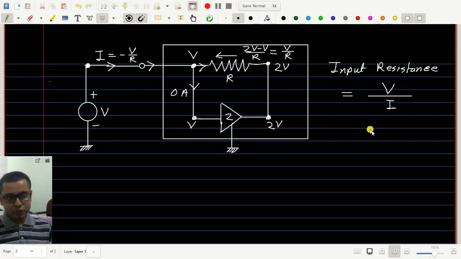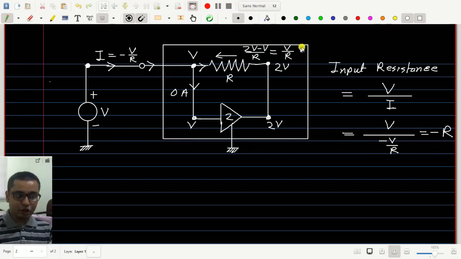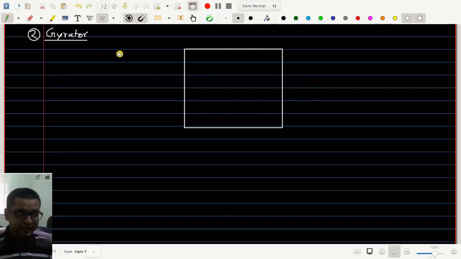Thus, the input resistance will be V divided by I, which is minus V by R, that is equal to minus R. Therefore, the input resistance of this black box is negative. That is amazing. That is magical. Next, we shall see a gyrator circuit.